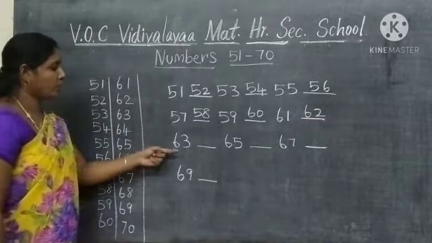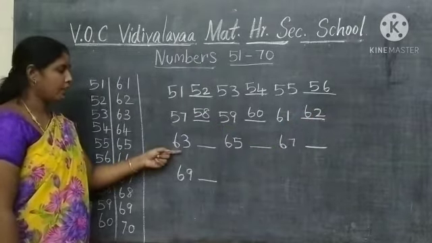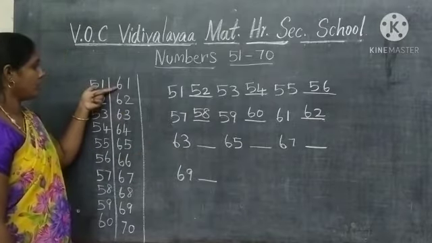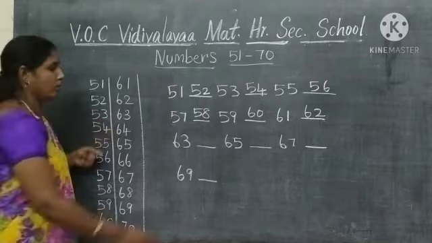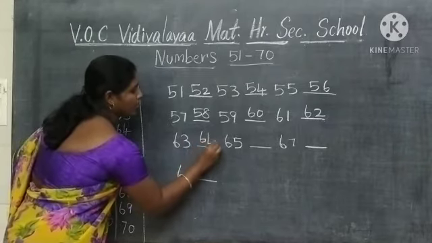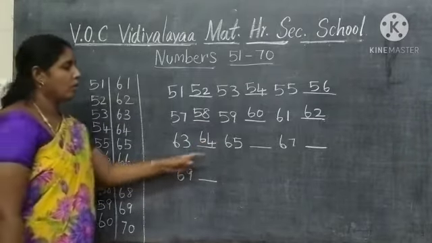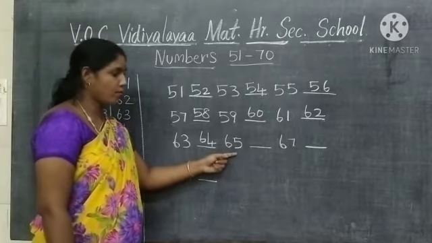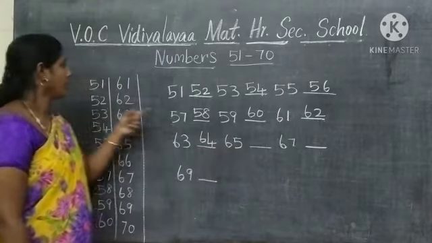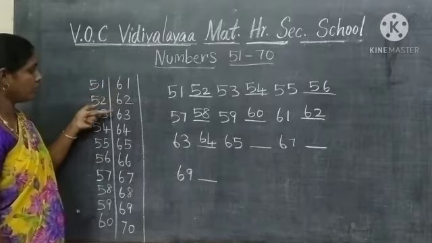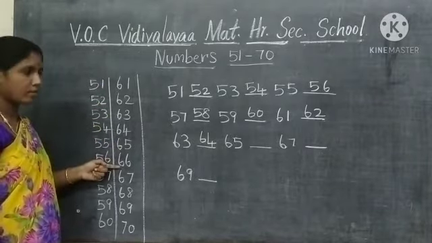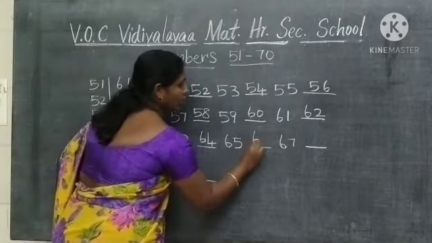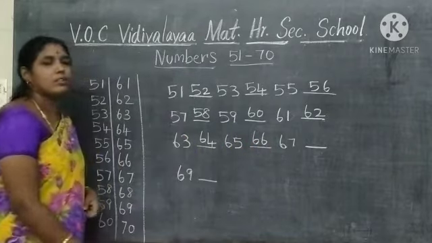62. What number is this? 63. 61, 62, 63, 64. So here we are right. Number 64. What number is this? 65. 61, 62, 63, 64, 65, 66. So, we are right. Number 66.